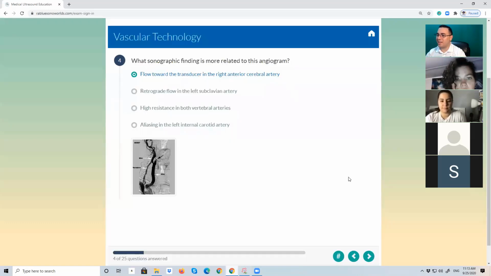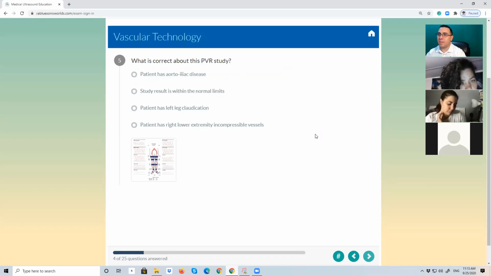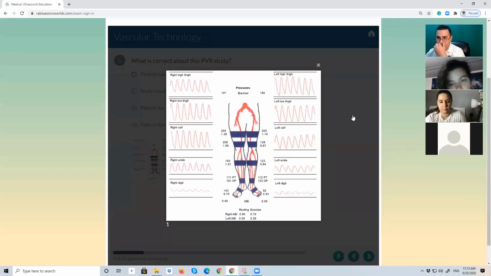All right, good job, nice. Let's keep going. So number 5, let's see what's going on with this PVR study right here. Let's take a look. I'm just going to give you a little hint in here. Take a look at the ABI. The right ABI is 0.90 and the left ABI is 0.59.